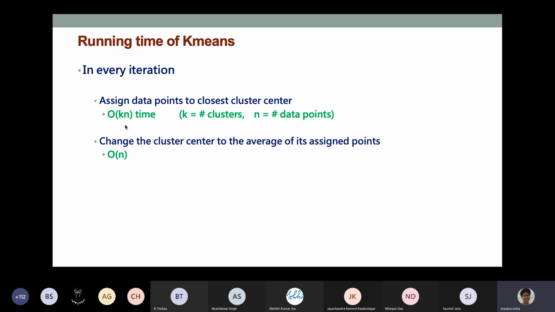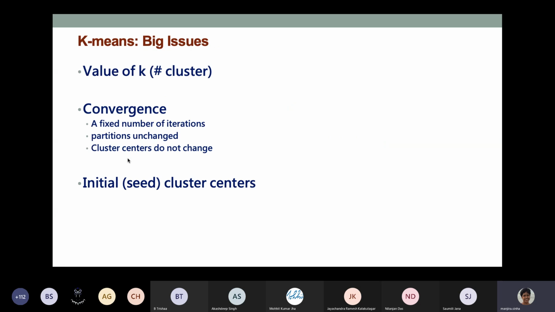Okay. And then when we need to change the cluster center by averaging over the cluster members, that is the order of n, because across all the clusters we need to do n calculations, that is adding up at most n elements, and then division is constant, right? Division by the cluster size is constant. So this is my running time of k means.